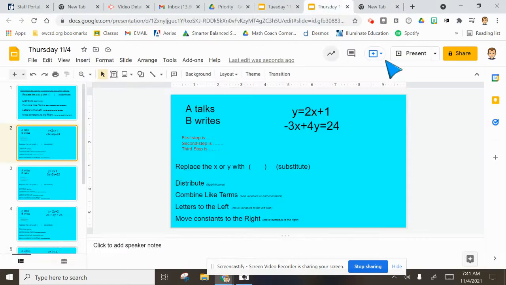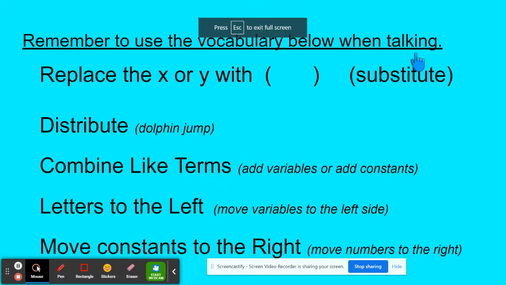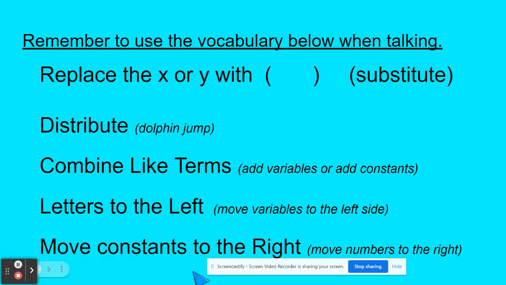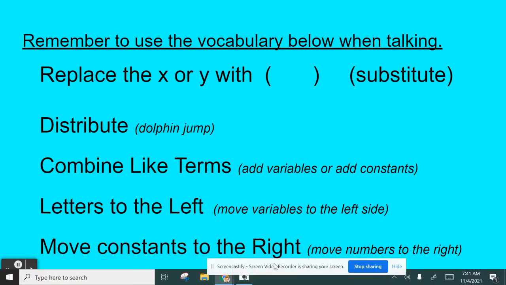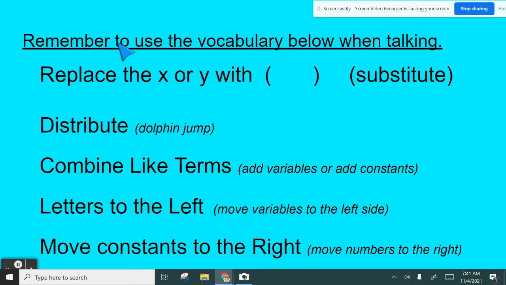Okay, so for today, for your table activity, I want to make sure you're doing this properly. As you look at my screen, let me put this here and here, clean this up a little bit. I can actually keep this up here. So remember to use the vocabulary below when talking. Replace the X or Y with, and then remember you replace it. It's just like the index card. What are you replacing with?